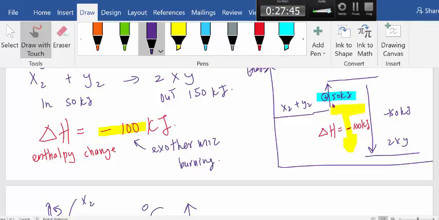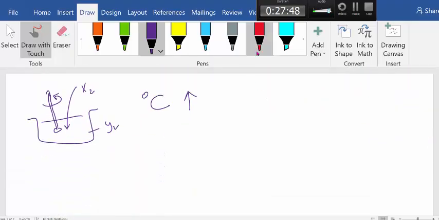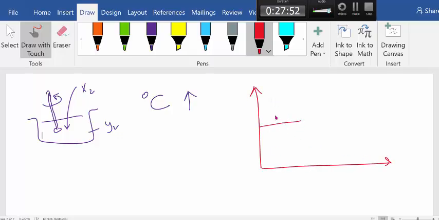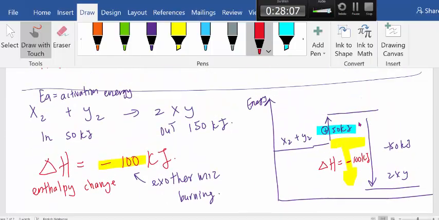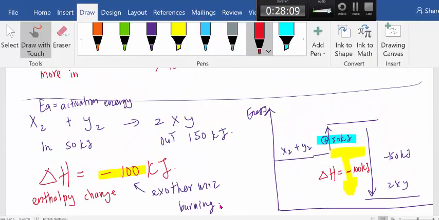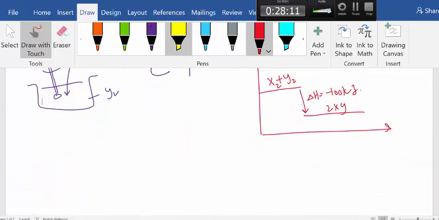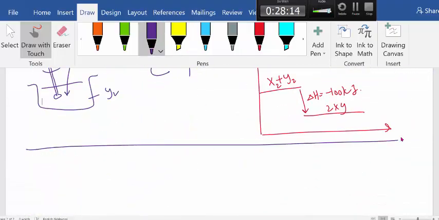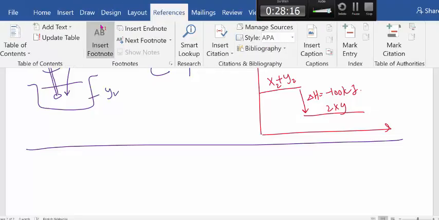Okay, so this one shows energy in and then energy out, but overall it is out. So it's just X2 plus Y2, and then it's just out, 2XY. So this is the simplified version, negative 100 kilojoules. Can you see that? Okay. So this is called exothermic. Got it? Okay. So exothermic is very easy. Endothermic is just the opposite.